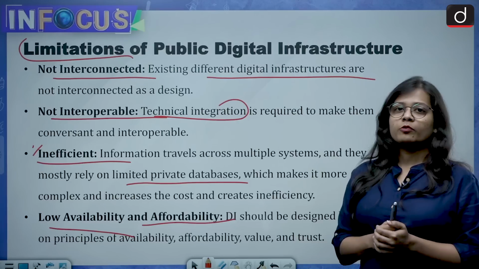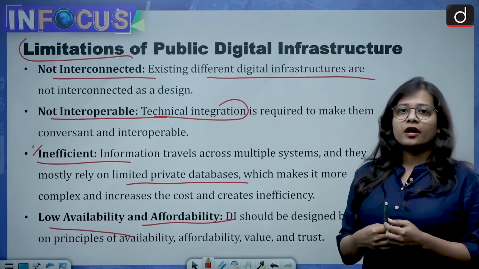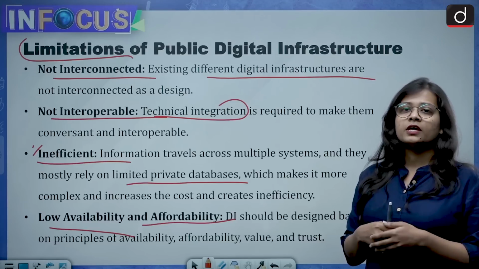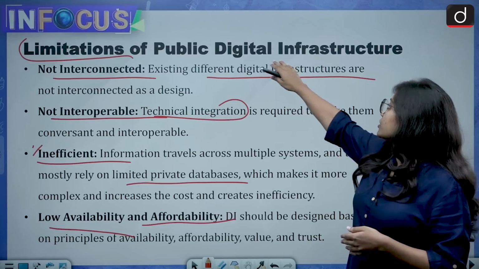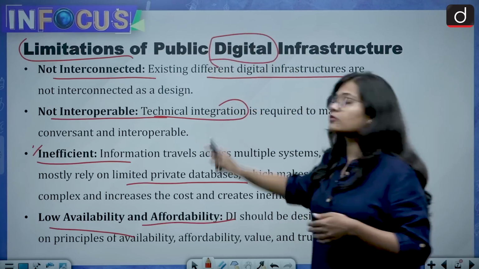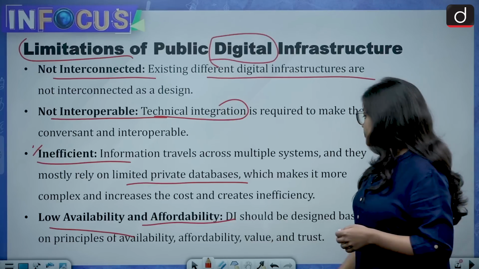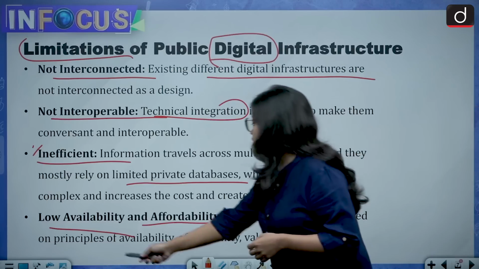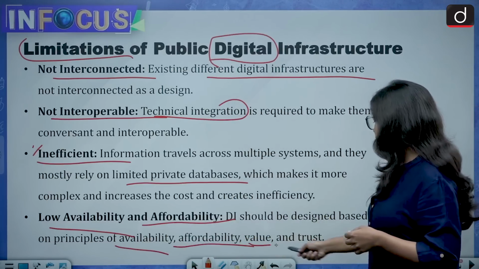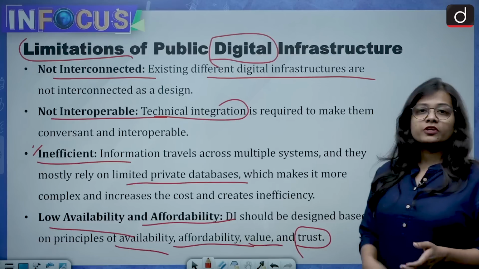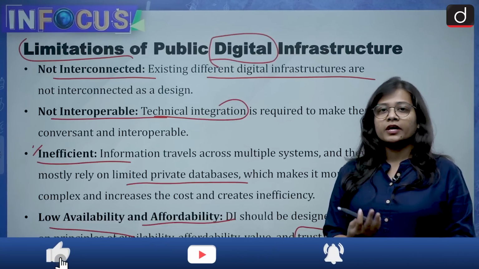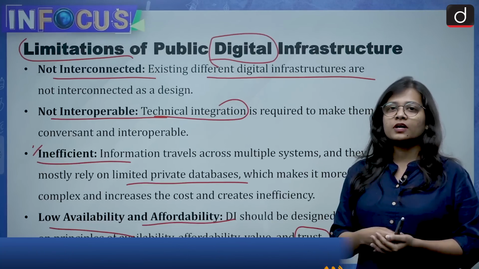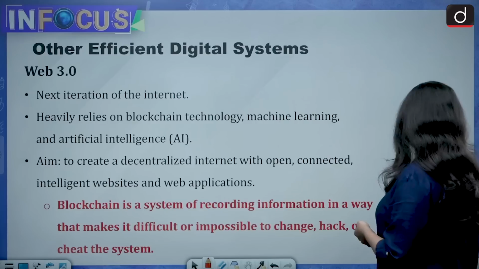Affordability becomes a very important point, as in our country, in India, it is not easy to afford, as the affordability among people is very low, and plus the digital advancement is also very less. So digital infrastructure should be designed based on principles of availability, affordability, value, and trust. If trust is there, then in a certain period of time people will be forced to come on the digital platform and use the digital infrastructure.